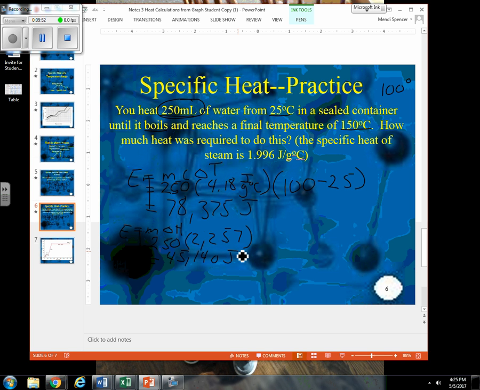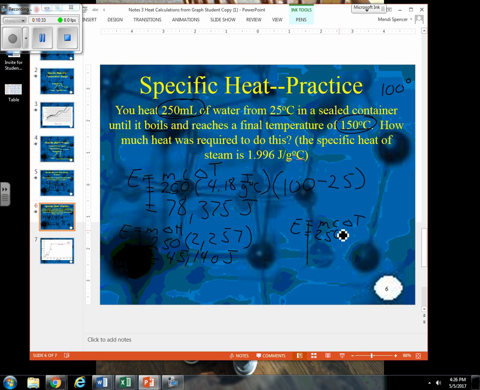Now, this water didn't stop heating up at 100 degrees Celsius. It increased in temp all the way up to 150 degrees Celsius. It is extremely, extremely hot steam at this point. So you will have to do a third calculation looking at that increase in temperature. There's no phase change happening here. We're just raising the temp of water from 100 to 150 degrees Celsius. And since there's no phase change, you're going to go back to your original equation. No phase change, you will use MC delta T.